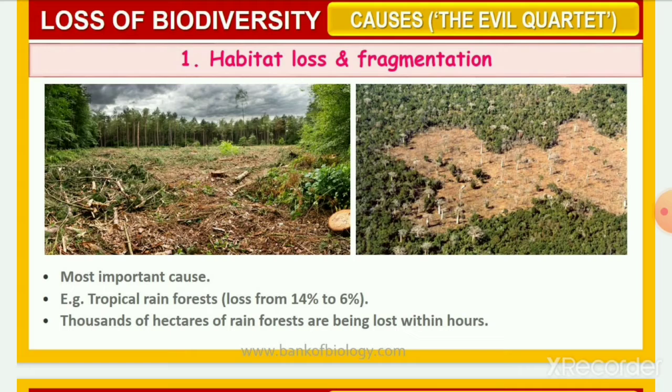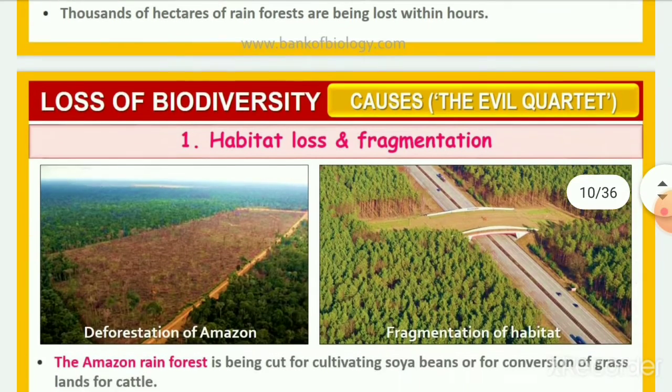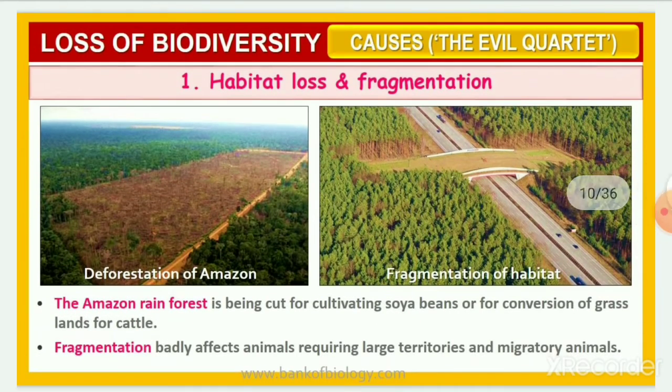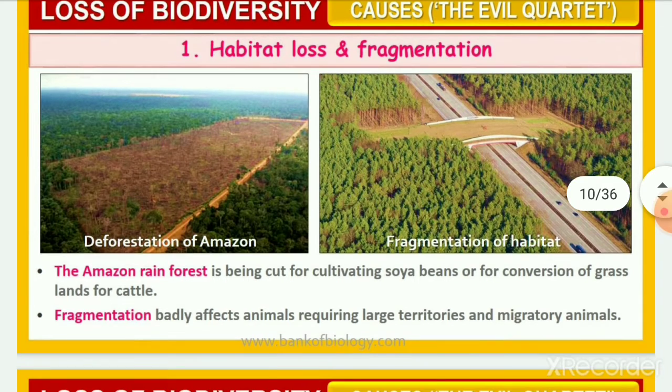Okay, so this is habitat loss and fragmentation. Here you can see deforestation in the Amazon is shown, and you can see how these bigger areas are being cut and cleared within no time. That's why this fragmentation affects those organisms which are migratory animals, whose territories are marked, and that also badly affects their territories.